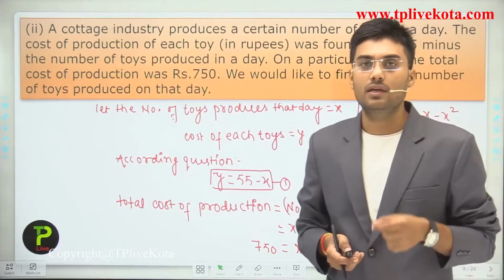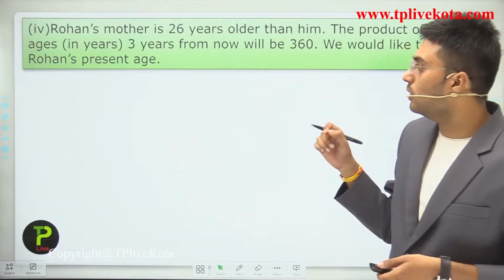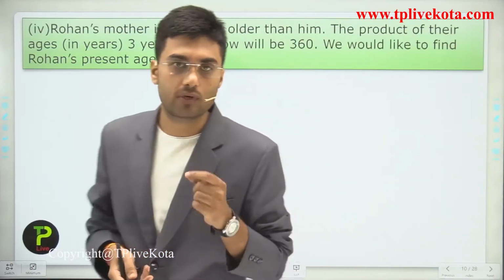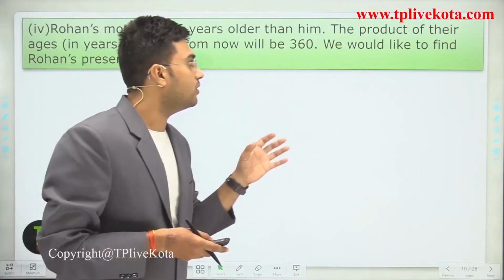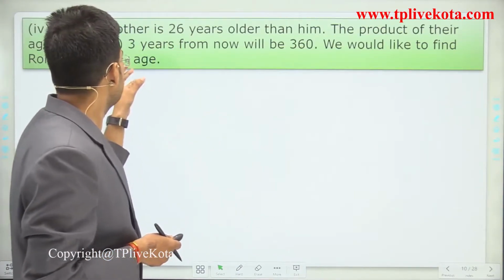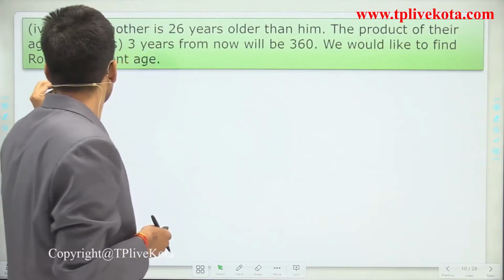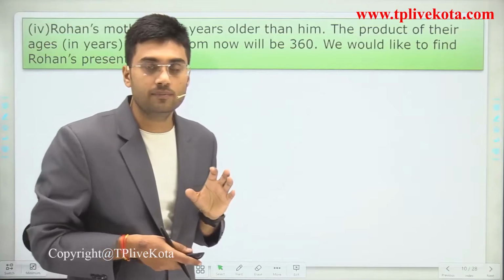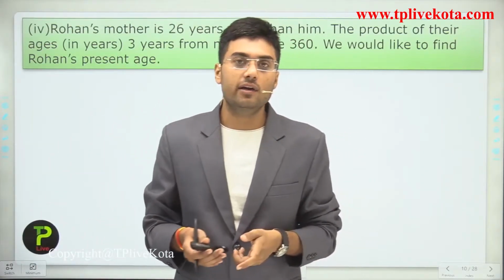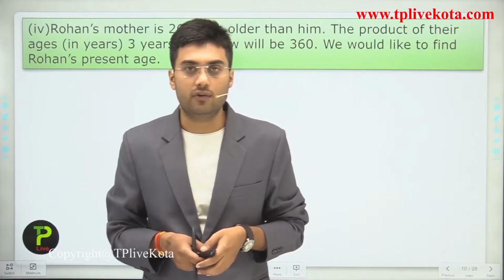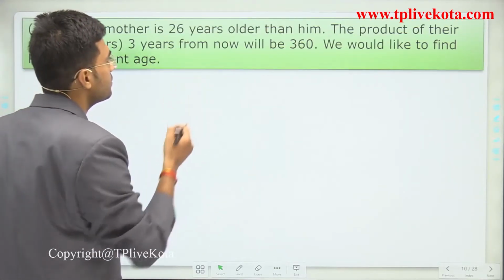So after this, let's move to the next example. Rohan's mother is 26 years older than him. The product of their ages 3 years from now will be 360. We would like to find Rohan's present age. Okay, students, now we can see that age-related problems can be solved by quadratic equations.